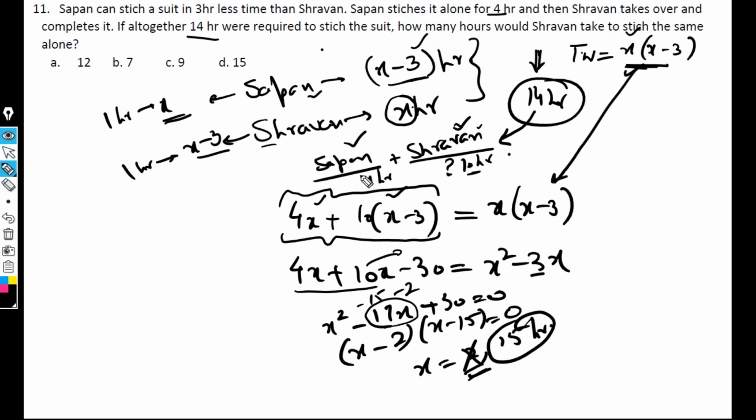Sapan has worked for 4 hours. Given to you is that altogether 14 hours were required to stitch the suit. So Shravan will take another 10 hours to complete the work. So just equate the two values. Is it clear, Pranshu? It is given to us that total time taken to stitch the suit is 14 hours. If Sapan has worked for 4 hours, Shravan must have worked for the remaining 10 hours.